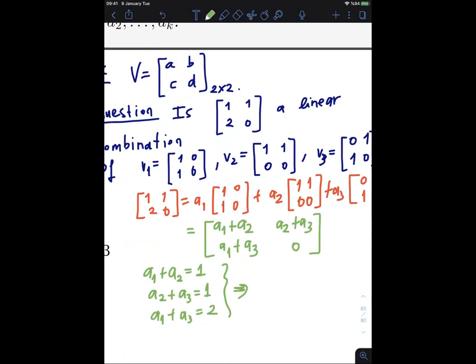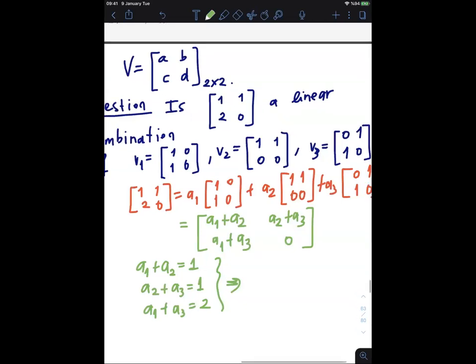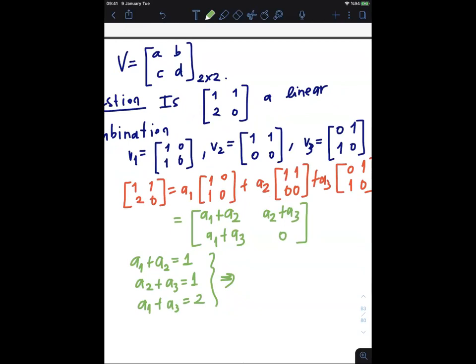In general, this really looks like the systems we have seen in the beginning of the class. We're trying to solve this system for A1, A2, A3. For this system it's easy, but in general, how do you solve it? Well, to solve it, you form the augmented matrix.